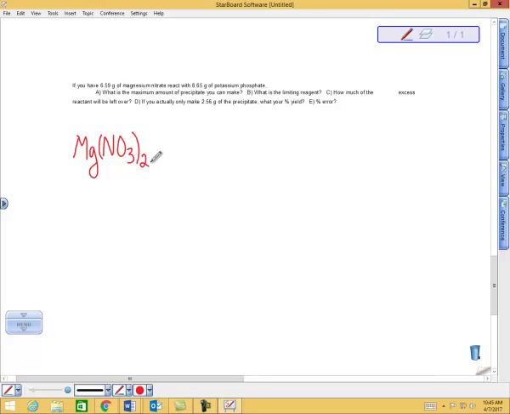All right, so it says magnesium nitrate reacts with potassium phosphate. Potassium phosphate, and they're reacting together, so I'm going to put a plus sign. Potassium is K. He's element 19. He has a +1. And phosphate, he's polyatomic, is PO4, and he has a -3. So +1, -3. Balance it. K3, PO4.